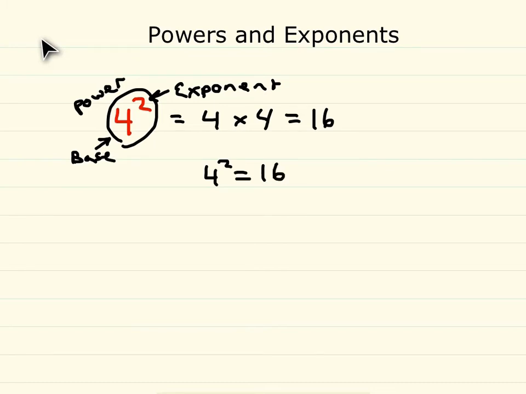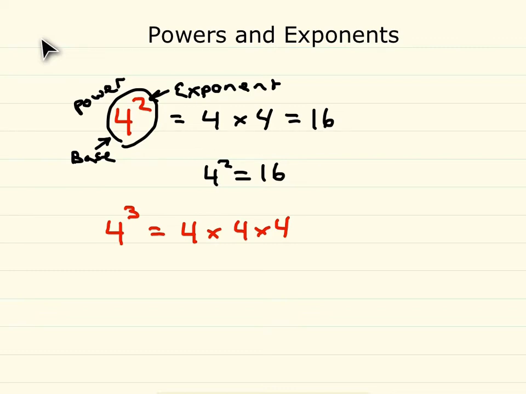Let's look at 4 to the third power. So our base number again is 4, so we're going to be repeating our 4. And our exponent is a 3, so we repeat it 3 times. So it'll be 4 times 4 times 4. This multiplication expression would match our power 4 to the third power.